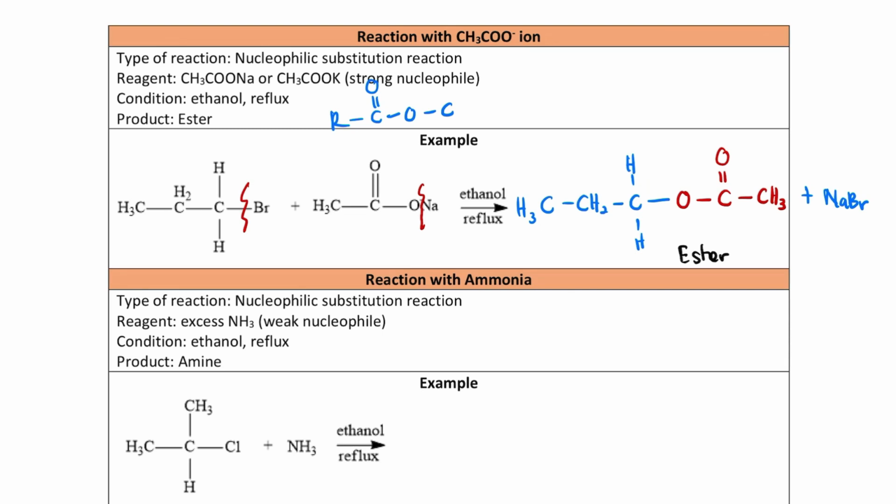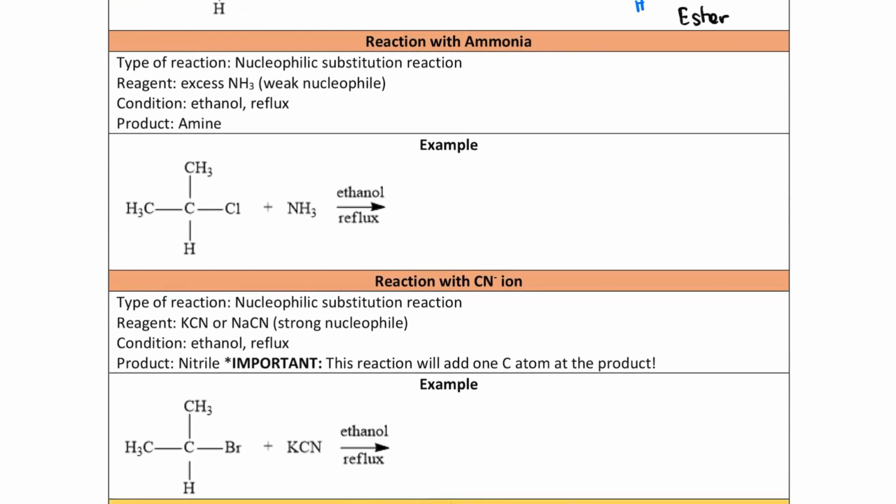Okay, so settle. Next, kita tengok reaction with ammonia pula. Reaction with ammonia, ammonia is in excess. Ammonia adalah weak nucleophile. Condition sama juga, ethanol reflux, but our product now is amine. Amine means ada alkyl group that attached to NH2 lah. So that is amine.